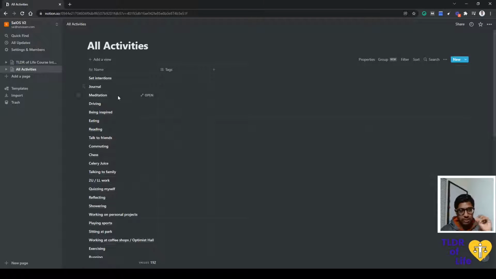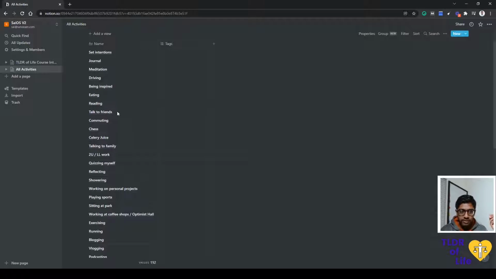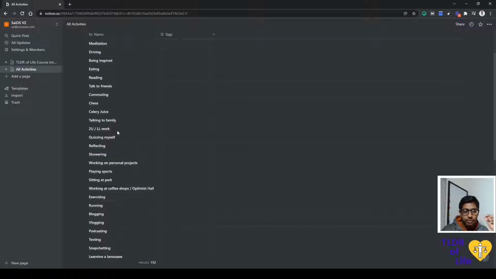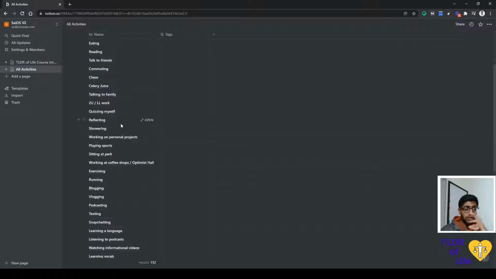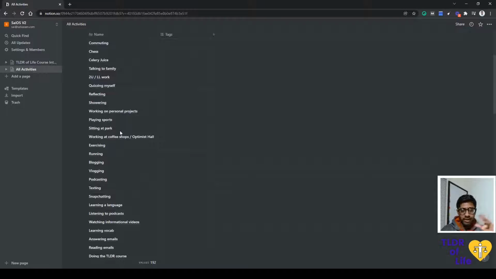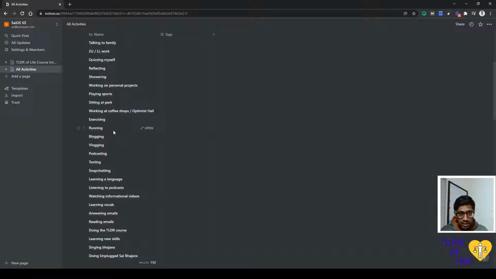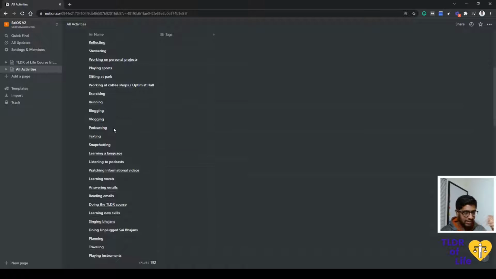Journaling, meditating, driving, being inspired, eating, reading, talking to friends, commuting, playing chess, drinking celery juice, talking to family, Laundry Lab work, quizzing myself, reflecting, showering, working on personal projects, playing sports, sitting at the park, working at coffee shops or at Optimus Hall, which I was at earlier today, exercising, running, blogging, vlogging, podcasting, texting, Snapchatting, learning a language.